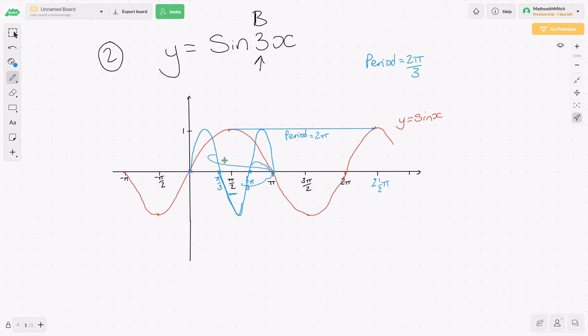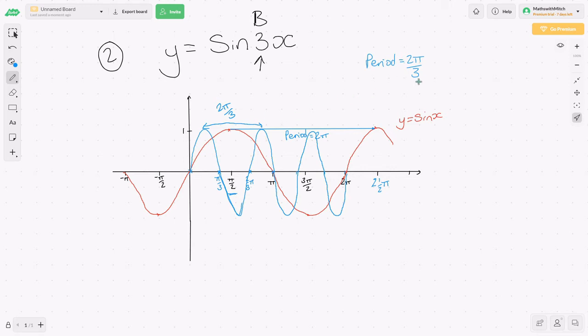And that will continue, my pen's gone haywire, but that will continue. So you could now continue to draw that at similar intervals here. But what we're now seeing is that the period here is now 2 pi over 3, as we can see.